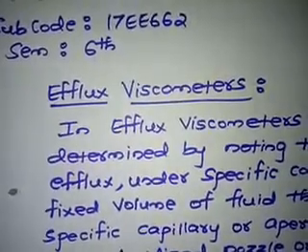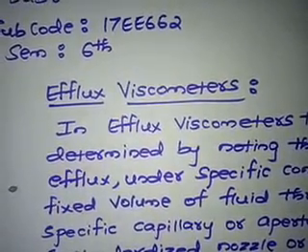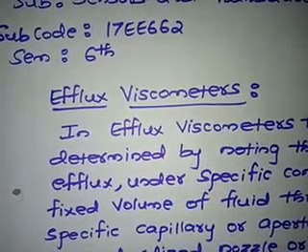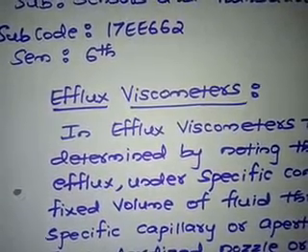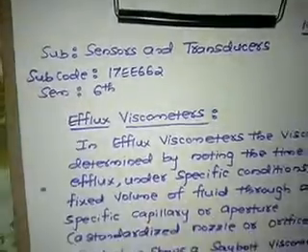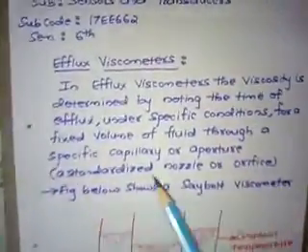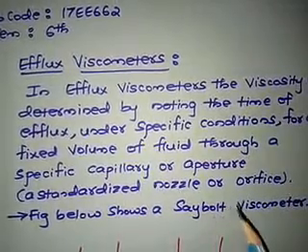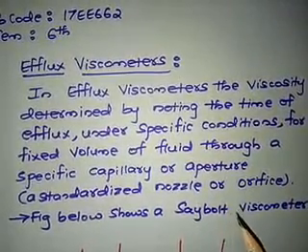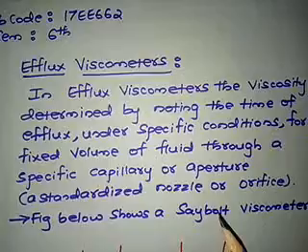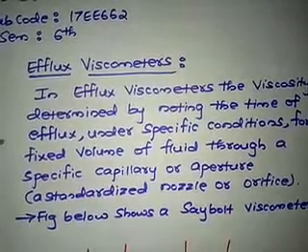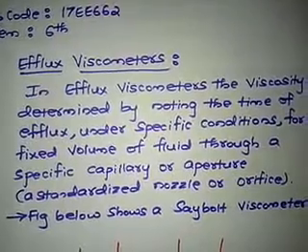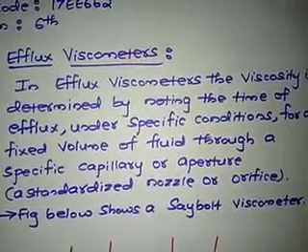In efflux viscometers, the viscosity is determined by the time taken for the efflux, that is nothing but the liquid flowing out of the container, to move out of the container under specified conditions, that is at specified values of temperature and other conditions. Based on that time, there is a calibration chart which indirectly determines the viscosity of the liquid.